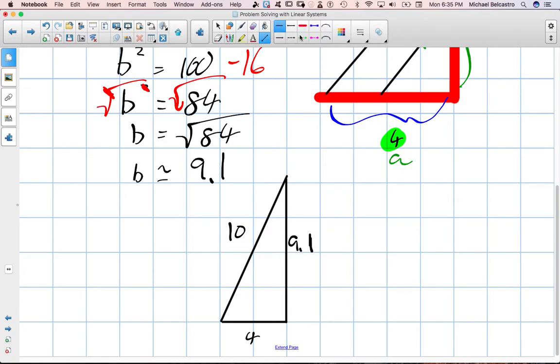Our second interior angle may not be perfect, but say it's something like this. The hypotenuse of this triangle is 6.